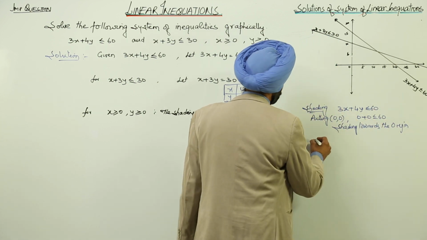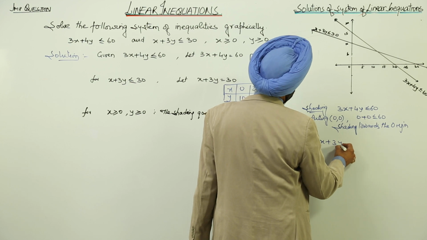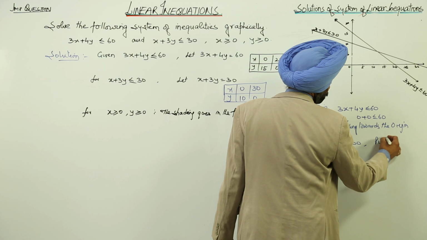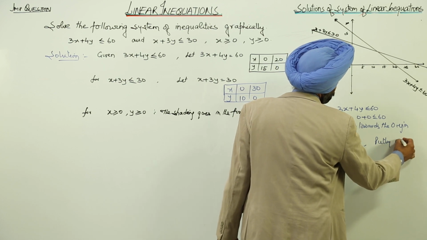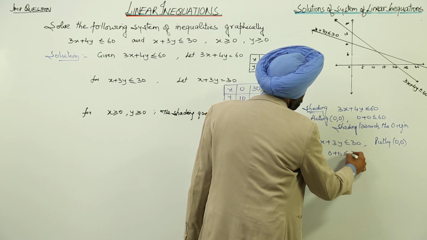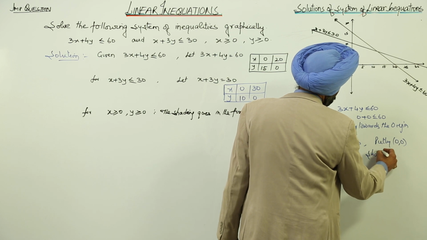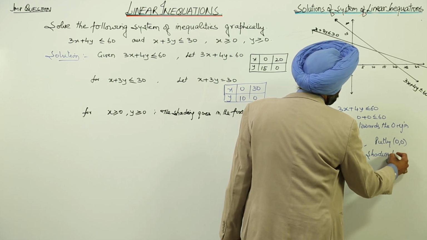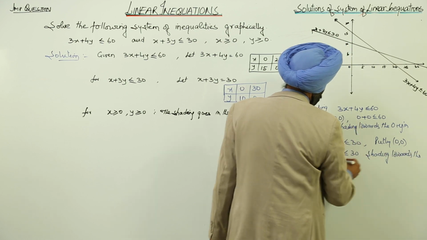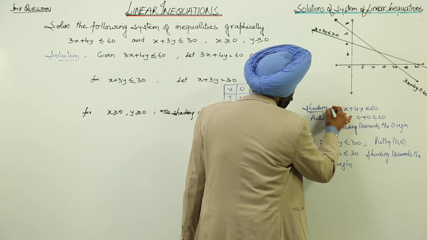Because this is true, and then it is x plus 3y is less than or equal to 30. Now putting again 0 comma 0, 0 plus 0 is less than or equal to 30. True, therefore shading towards the origin. Now this was the first equation.